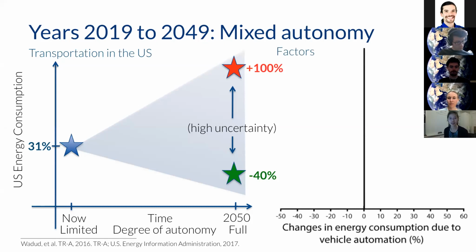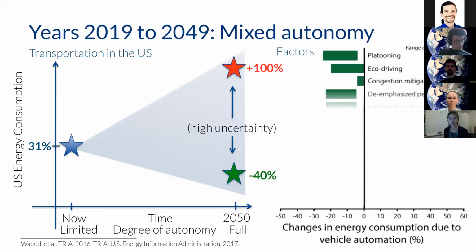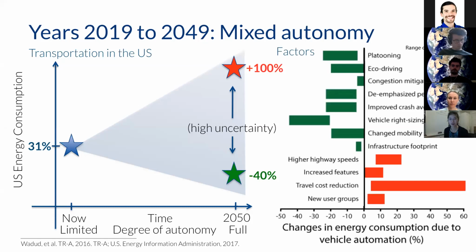And why is it that there's such high uncertainty? There's so many different factors. There are factors that decrease energy consumption, which is what we would target, such as platooning, such as eco-driving. These are vehicle dynamic strategies that reduce air drag and reduce fuel consumption. But there are a ton of other factors. And in particular, there's this travel cost reduction that is a sort of culprit for increased energy consumption here.